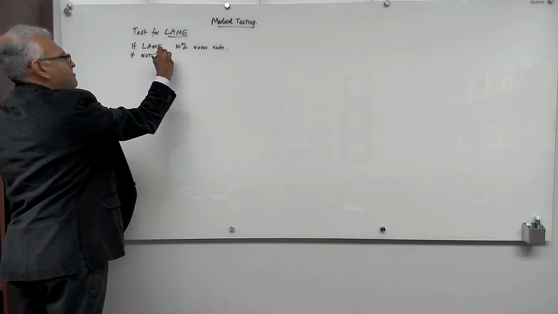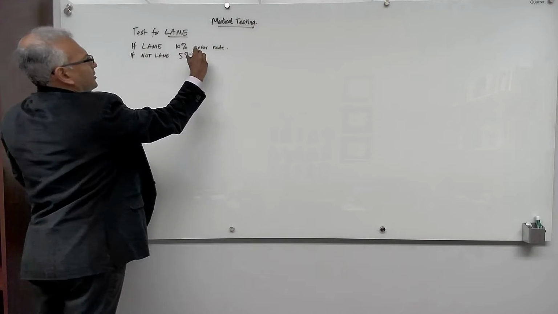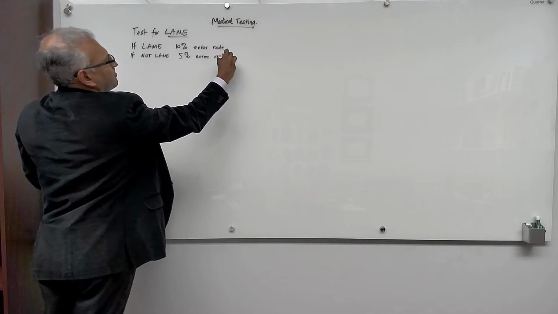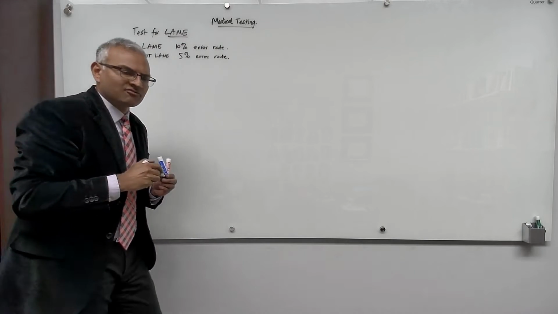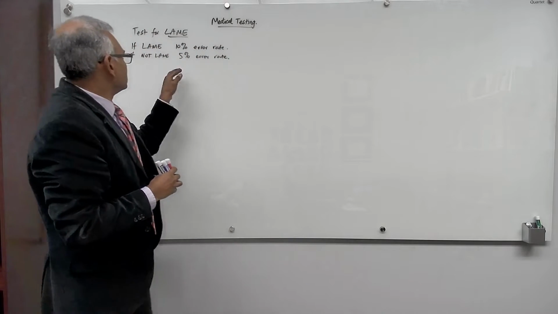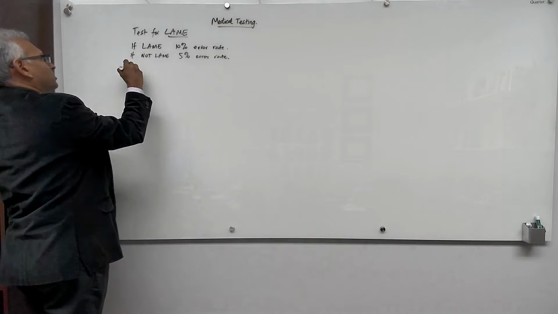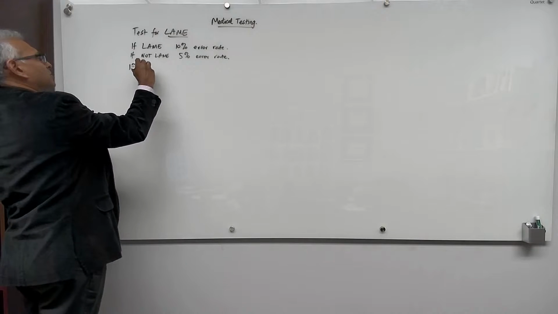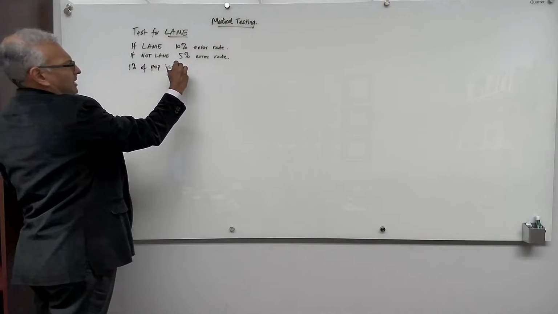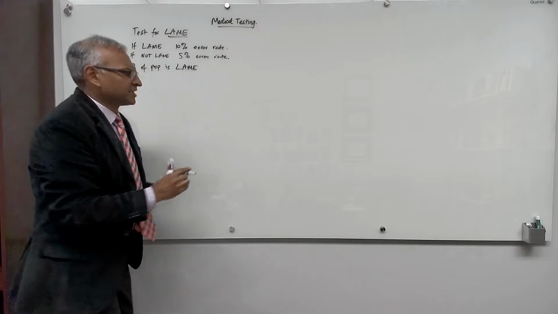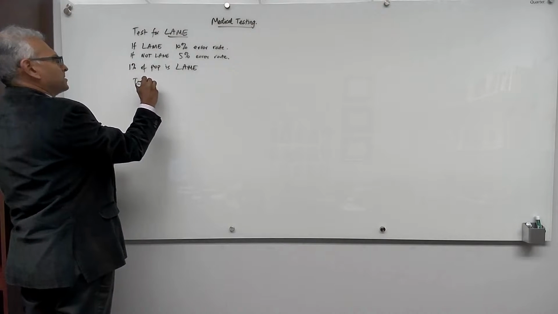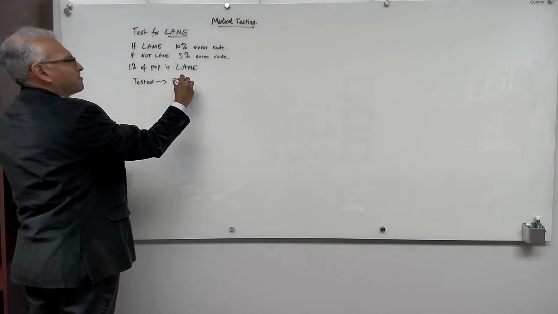And if you are not lame, it's a 5% error rate. So if you're not lame, it says that you're lame 5% of the time. That's called a false positive rate. And about 1% of the population is lame. So you got tested, and you came up positive.